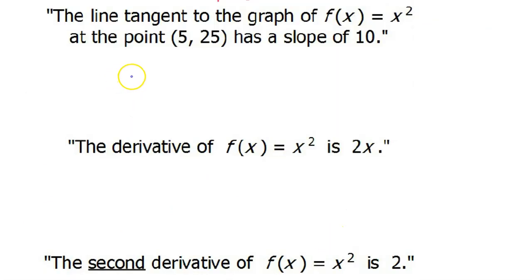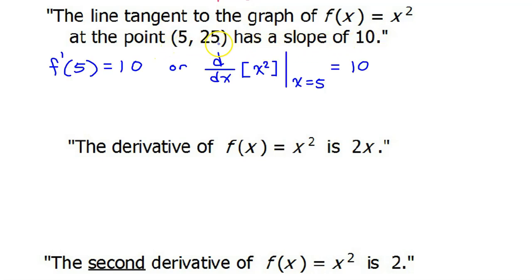Let's practice using the notation. The line tangent to the graph of f of x equals x squared at the point (5, 25) has a slope of 10. This is a long way of saying the slope of f at 5 is 10. In the Lagrange notation, all of this information can be captured with the expression f prime at 5 is equal to 10. It's a little more complicated for the Leibniz notation. We would have to say d/dx of x squared at x equals 5 is equal to 10.